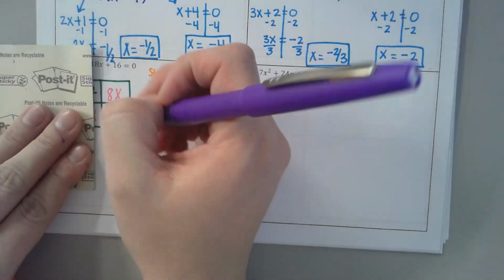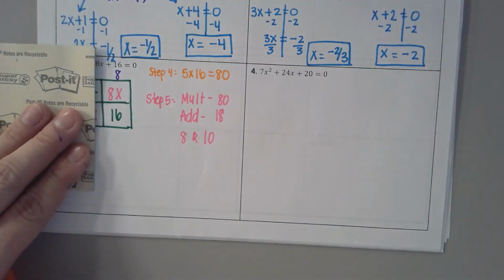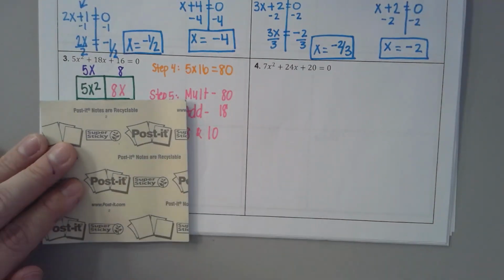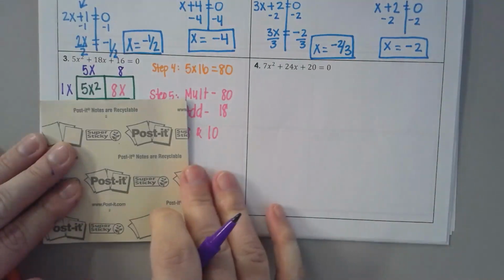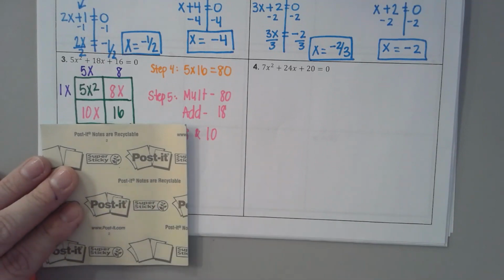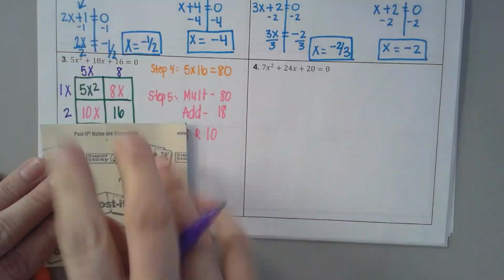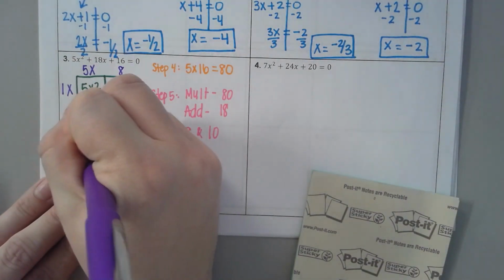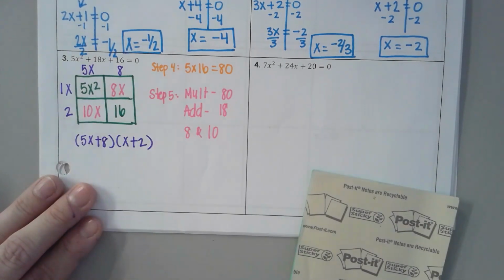8 and 16, I can divide them both by 8. But they do not both have an X. 5 and 8 is just 1. There's nothing else I can divide them both by, but they do both have an X. And then 10 and 16, I can divide them both by 2. They do not both have an X. So my factors are 5x plus 8 and x plus 2.